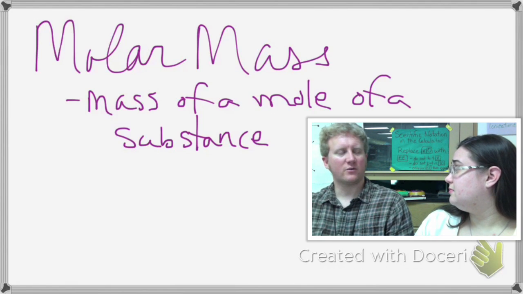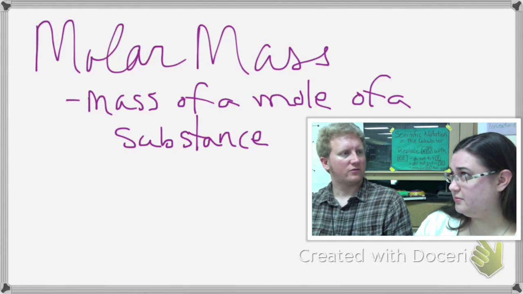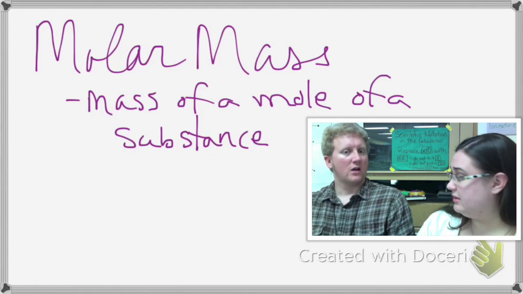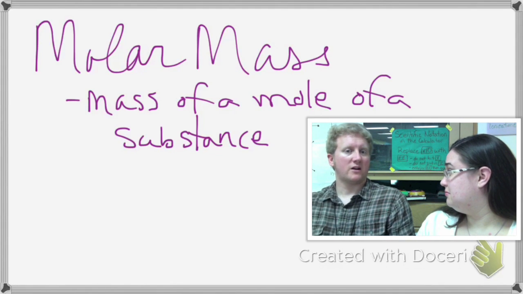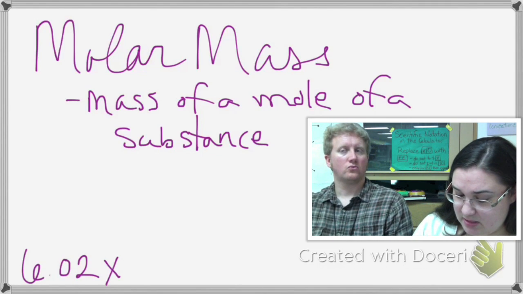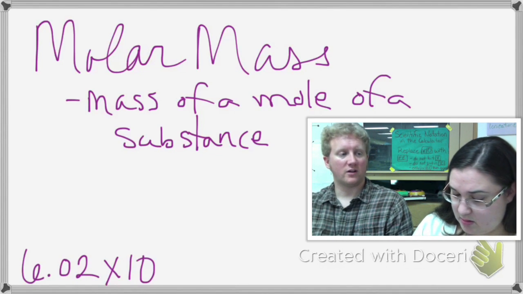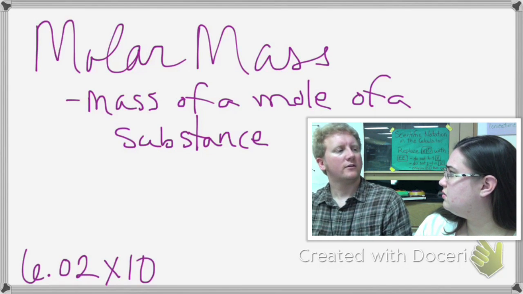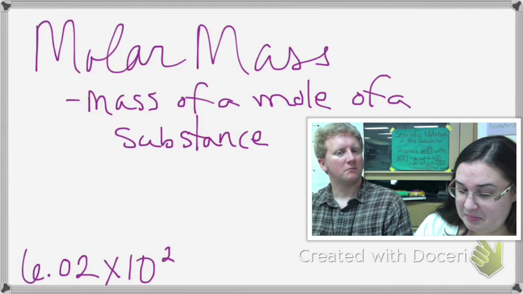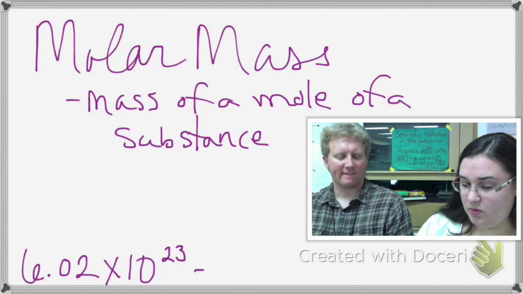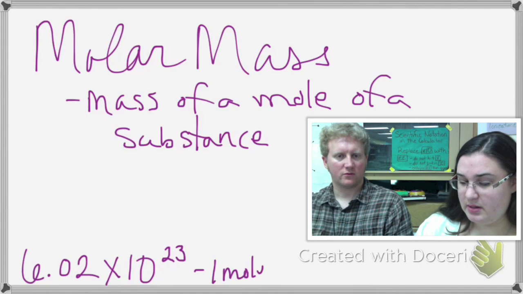There was a special number, right? Yeah. 6.02. So should I write that? Let's write it. 6.02 times 10 to the... It was big. 23rd. There we go. And that is 1 mole.